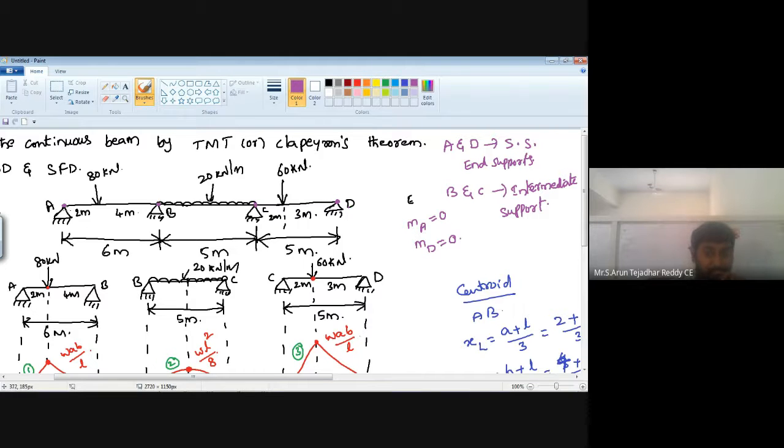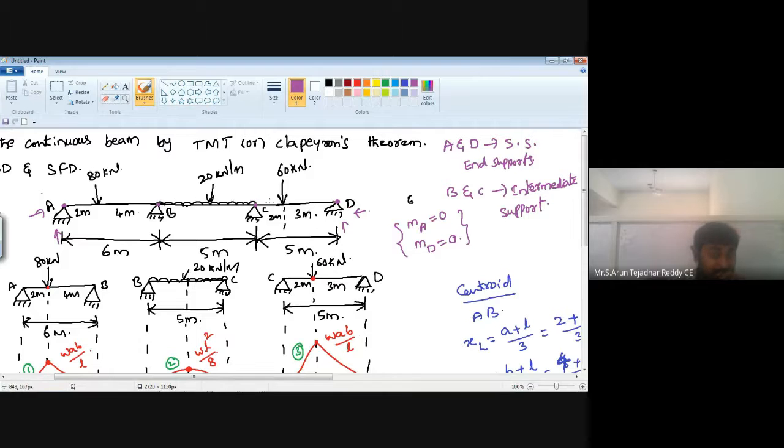MA is equal to 0, MD is equal to 0. See, why it is 0: first of all, it is a hinge support. For hinge supports, how many reactions are acting? 2 reactions, vertical and horizontal. Here, we don't have a moment. We don't have any kind of moment. So for that reason it is 0. And at point D, it is also a hinge support. Here also we have vertical and horizontal, but we don't have any kind of moment here. So it is 0.